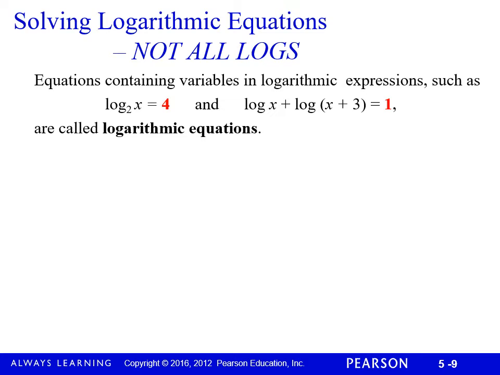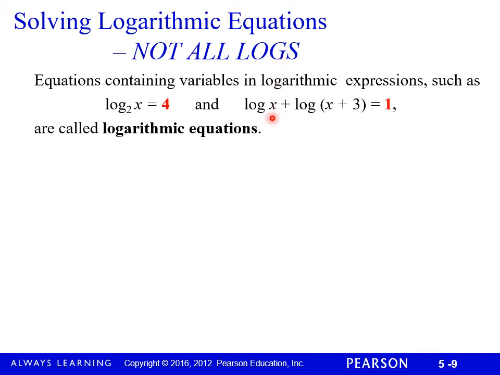The first type we're going to look at is when there are not all logs. So here we have logarithmic equations. There's a log and an equal sign, so that makes it an equation and a logarithmic equation. But notice we have log base 2 of x equals 4. One of the terms here is not a log. The 4 is just a constant. There is no log there, and that's what I mean by not all logs. In a minute, we'll see the all log expression or equation.